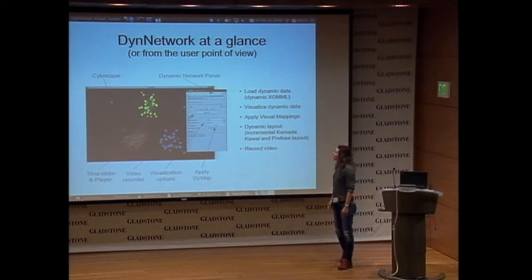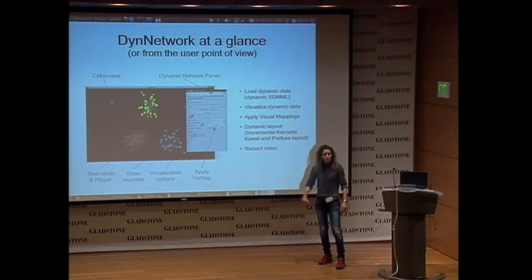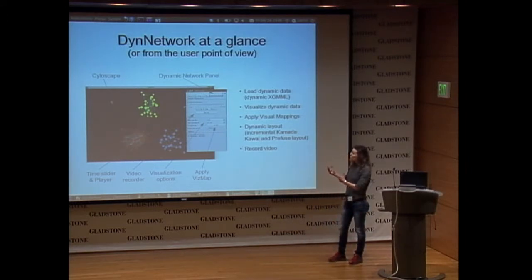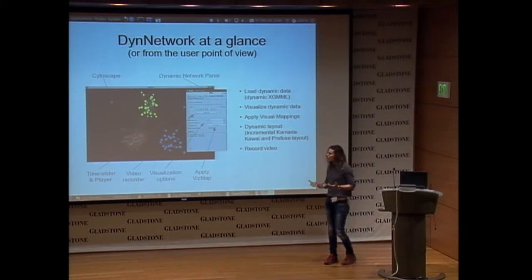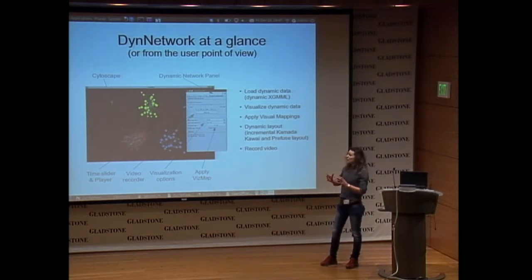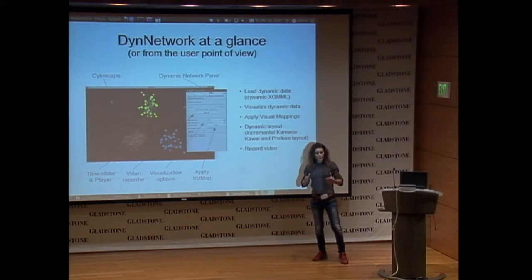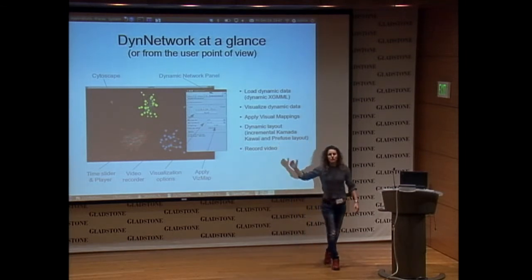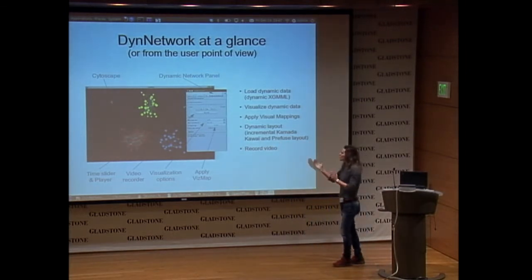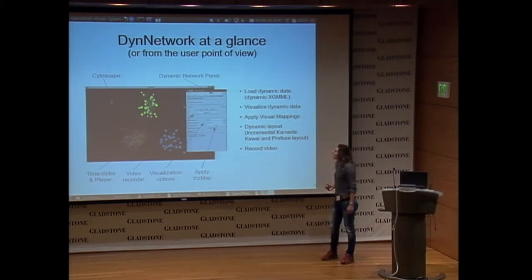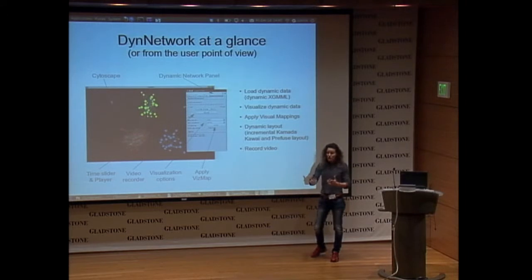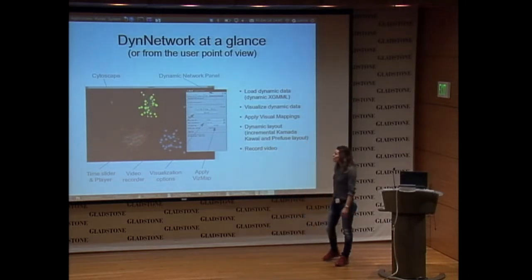So DynNetwork comes in, and I'll give you a brief overview from a user point of view. It comes with different features. The first one: you are able to load dynamic networks, which you can specify with an XGMML file. You can visualize them in the network view. The dynamic networks come with a panel in which you can control the time, so you can scroll across different slices in time. You're also able to apply visual mappings that change in time, so you can color depending on the attributes that you have on the network.